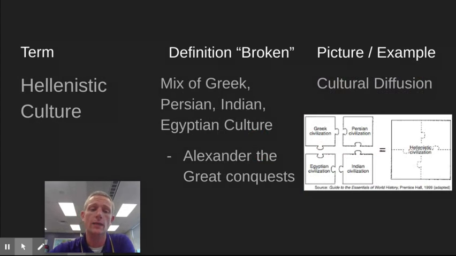What did we do? We talked about this Hellenistic culture. We have that mix of Greek, Persian, Indian, and Egyptian culture. And we're going to see that cultural diffusion piece, Alexander pull that together.